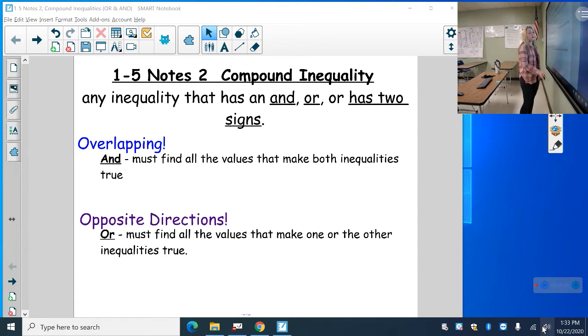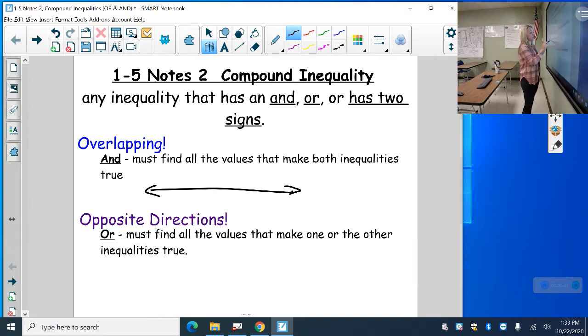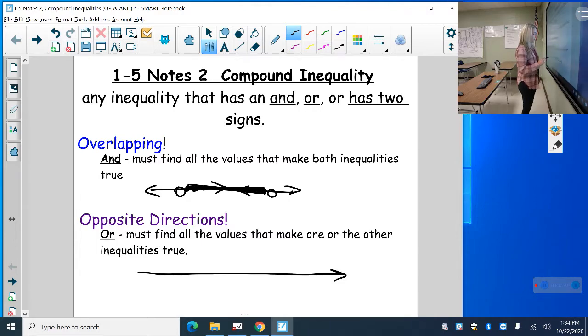You have a number line, and if I have 2 inequalities, one inequality can be going this way, and the other one can be going this way, and what happens is they bounce back and forth between each other where both this condition and this condition have to be true. When you have an or inequality, or 2 inequalities where one or the other one is true, one inequality goes this way and one inequality goes this way. That means one condition or the other condition is true, not both.